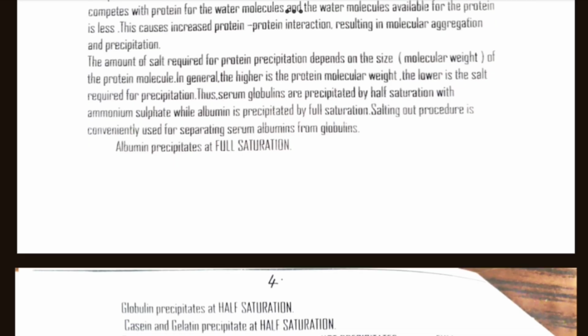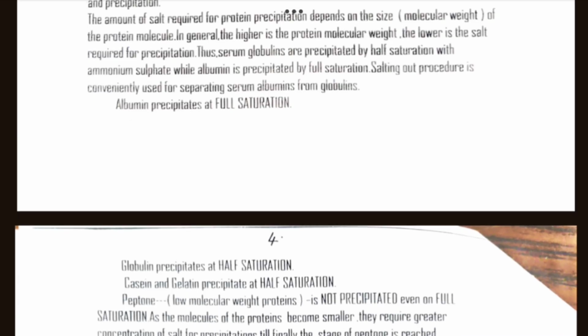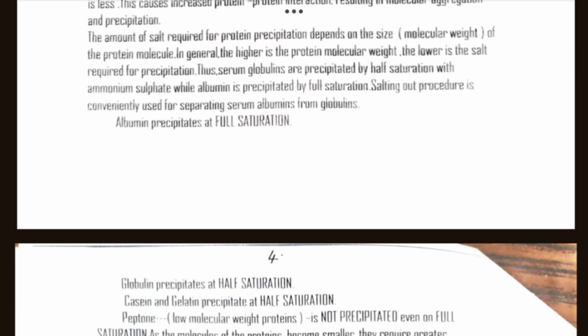The amount of salt required for protein precipitation depends on the size, the molecular weight of the protein molecule. The higher the protein molecular weight, the lower the salt required for precipitation. This is why in serum, globulins are precipitated by half saturation with ammonium sulfate, while albumin is precipitated by full saturation. Why is this? Because the higher the protein molecular weight, the lower the salt required. The salting out procedure is conveniently used for separating serum albumins from globulins.